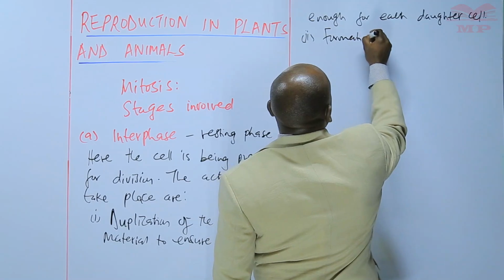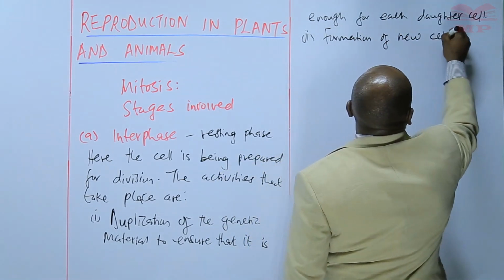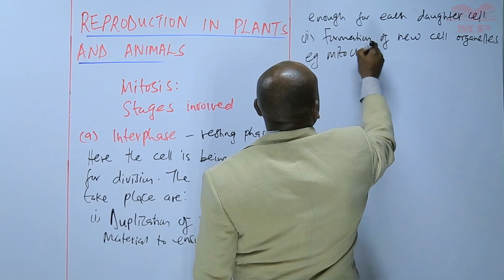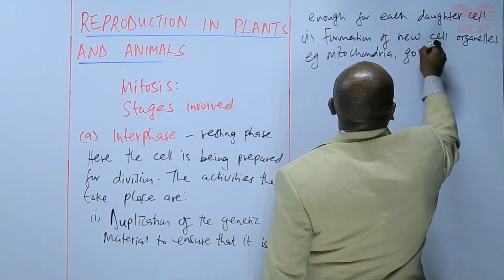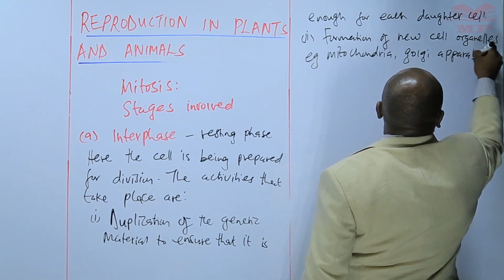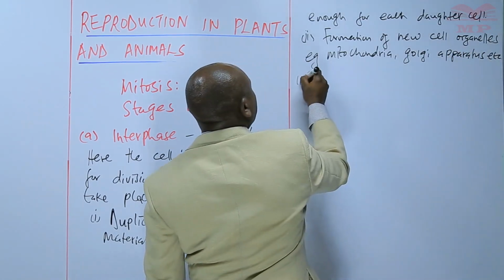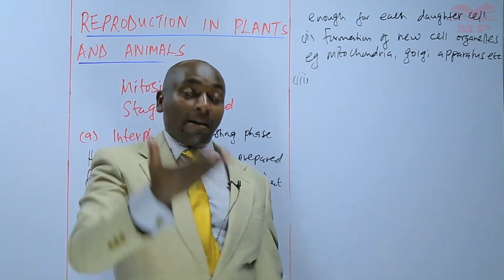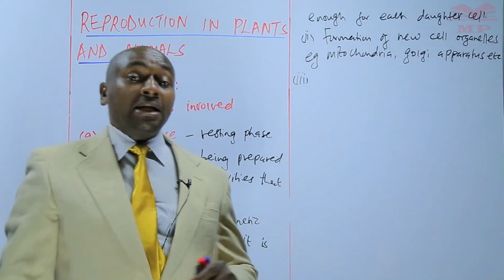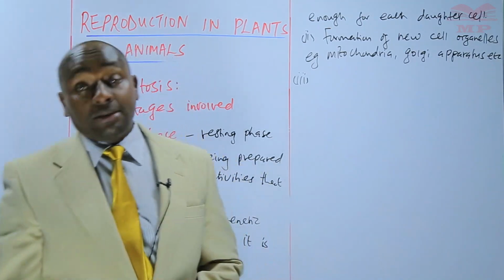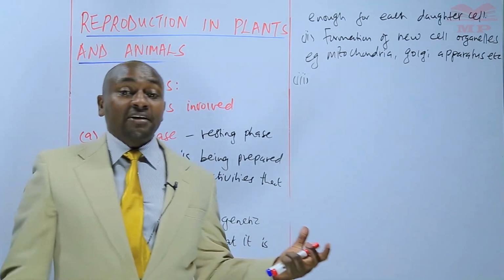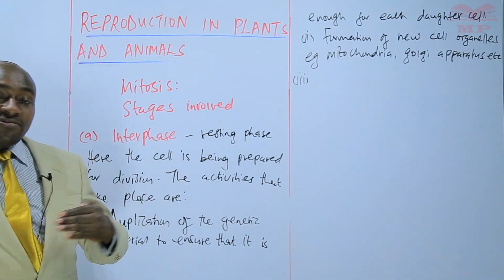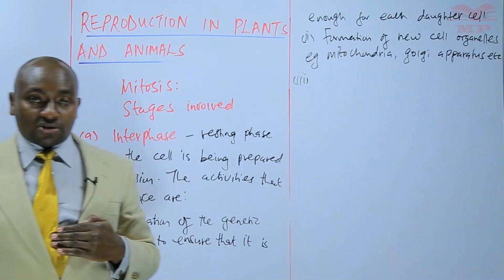So we have formation of new cell organelles, cell structures, e.g. mitochondria, Golgi apparatus, etc. The third activity that should take place at interphase is the building up of the energy stores. The building up of energy stores in form of ATP, adenosine triphosphate. We need to have the building up of the energy stores so that that energy is sufficient to drive the cell through all the 5 stages of cell division.